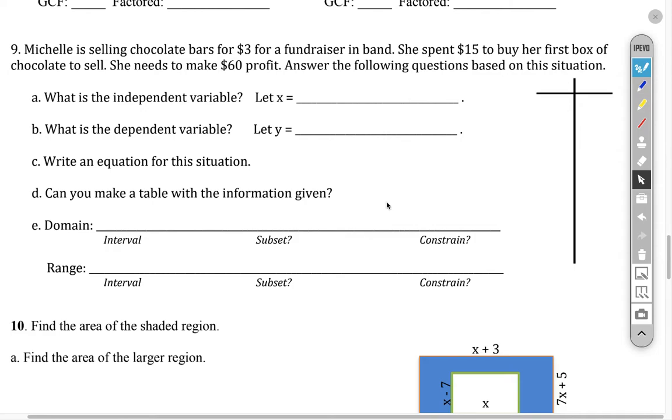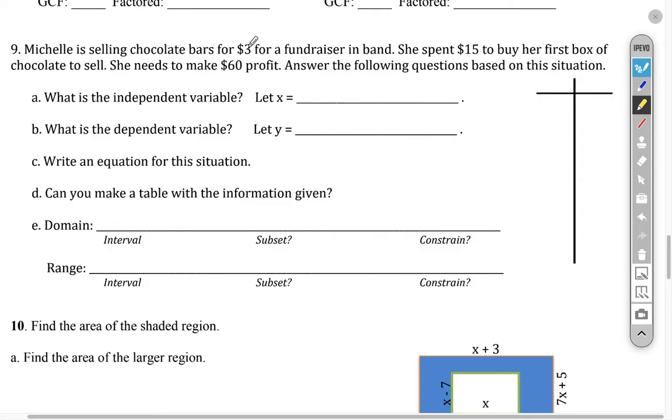All right. Number 9 says, Michelle is selling chocolate bars for $3 for a fundraiser in band. She spent $15 to buy her first box of chocolate to sell. She needs to make a $60 profit. Answer the following questions based on this situation. So let's break down what it's telling us first.